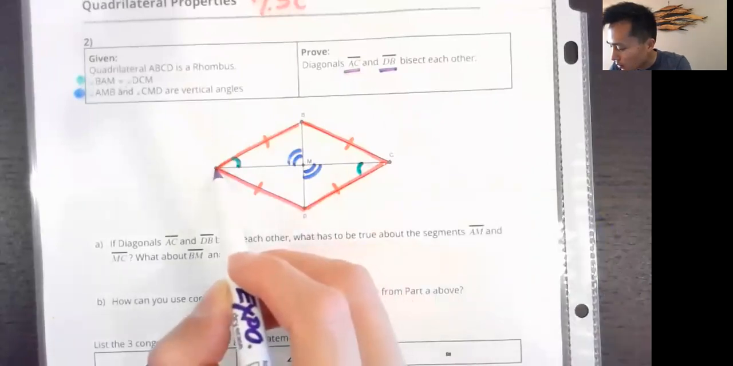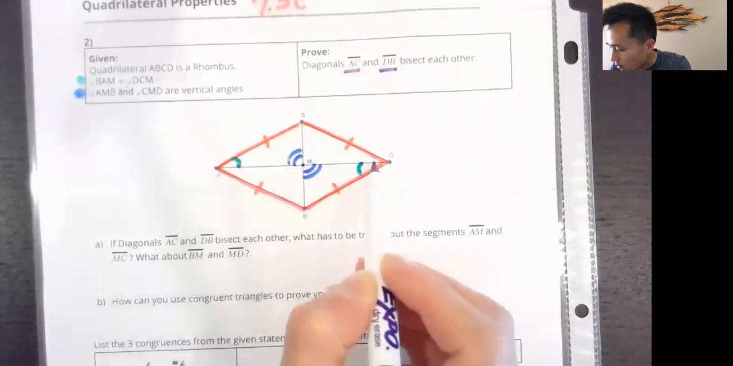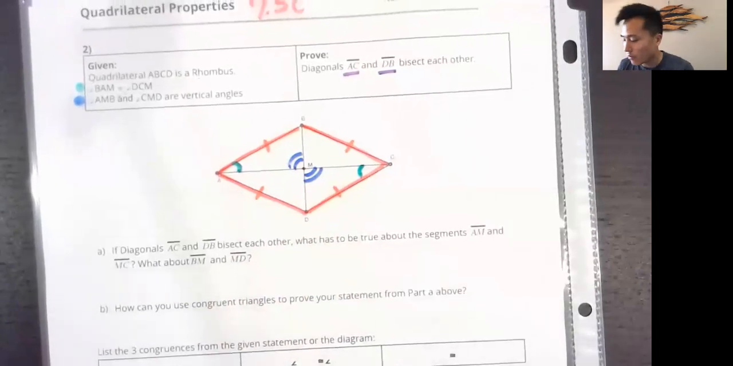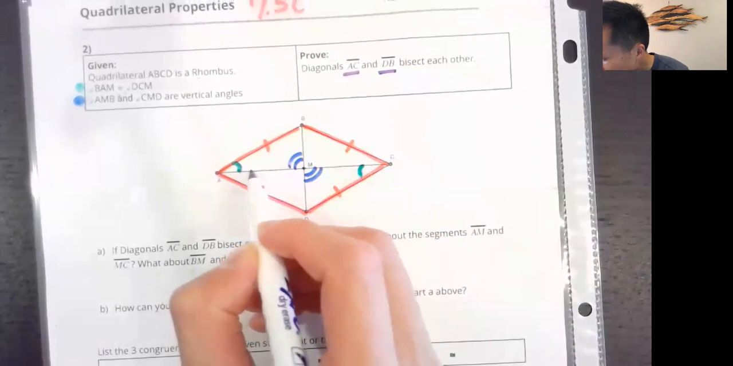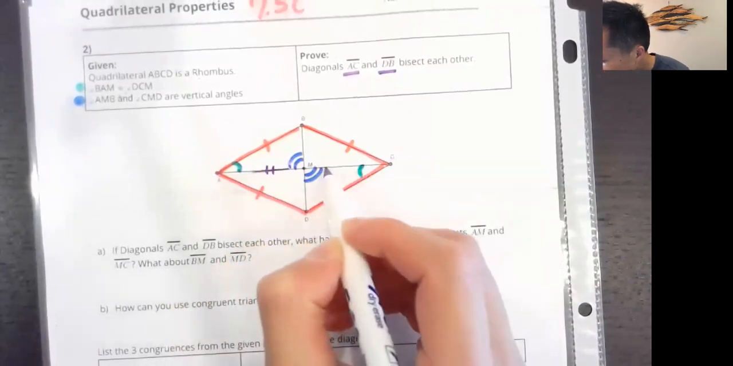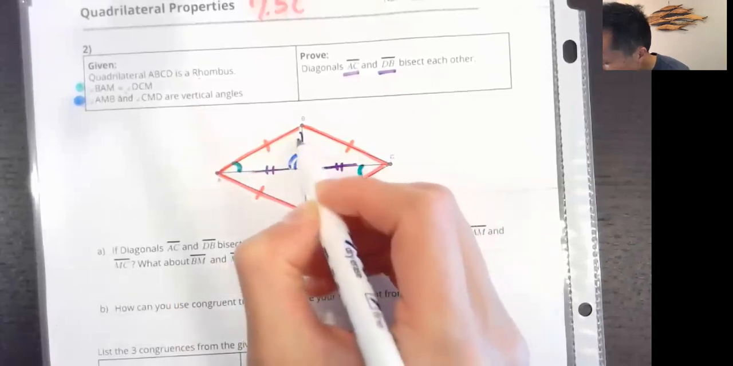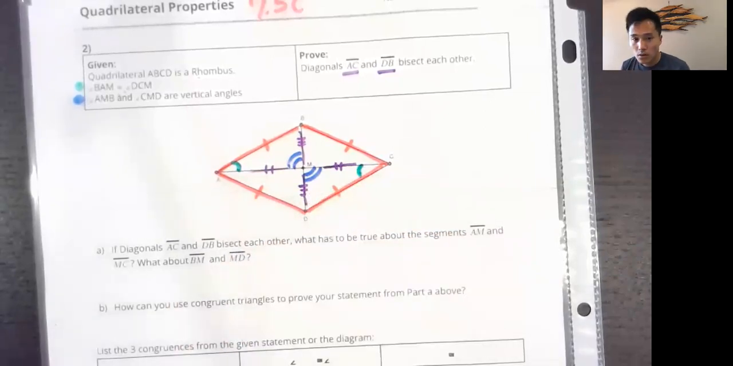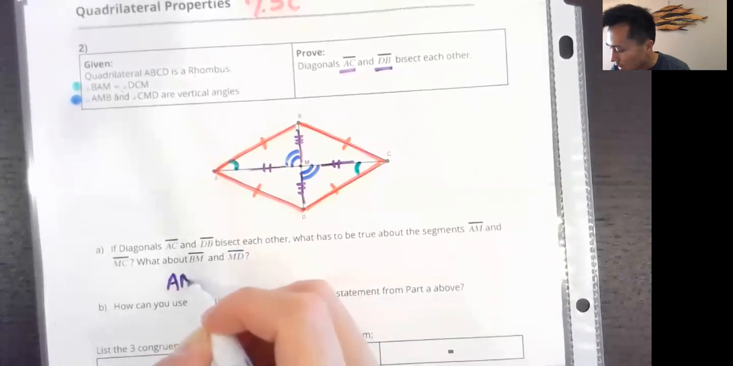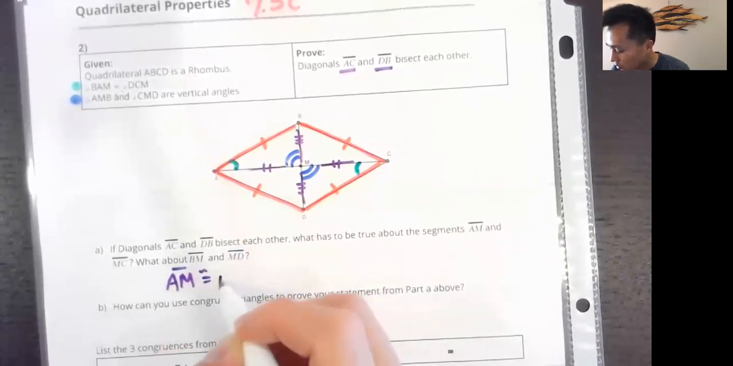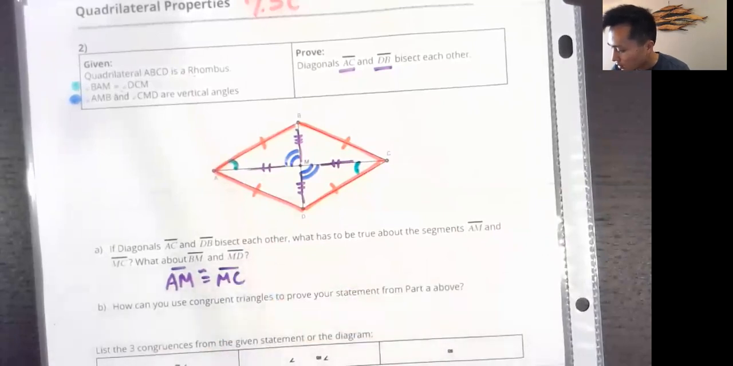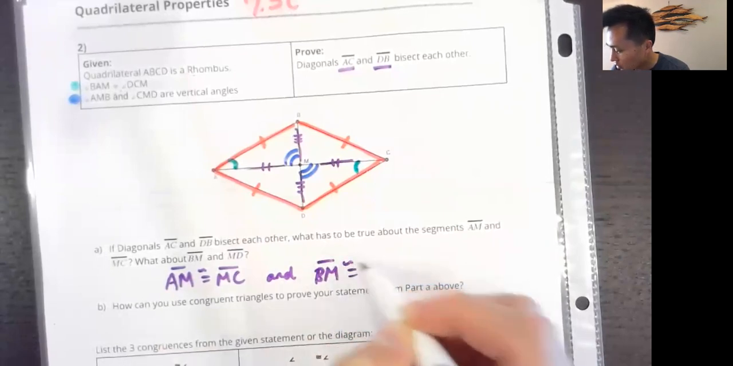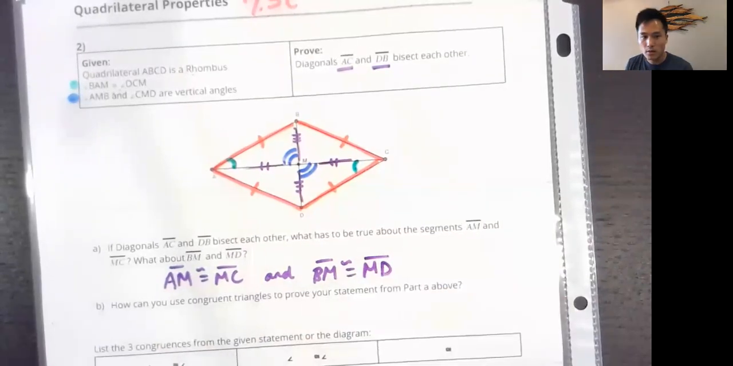If this diagonal, A to C, and this diagonal, B to D, bisect each other, then they have to split each other in half, which means that this half would have to be congruent to this half, and this half would have to be congruent to this half. So the way that I can write that is the AM segment would have to be congruent to the MC segment, and the BM segment would have to be congruent to the MD segment. That's what I just marked in purple.